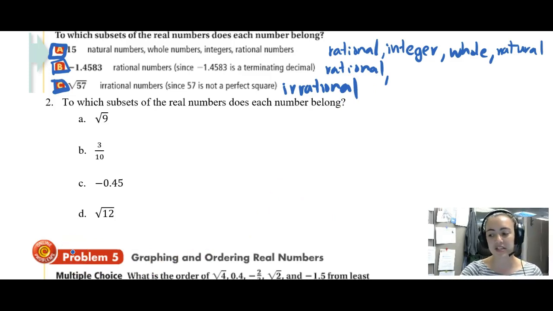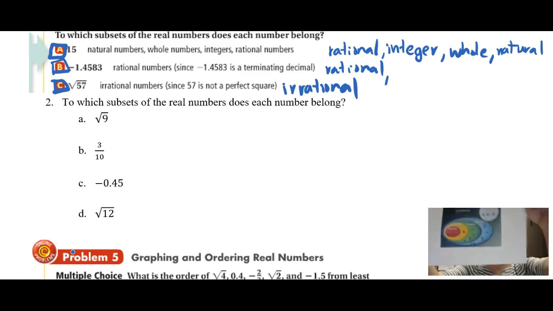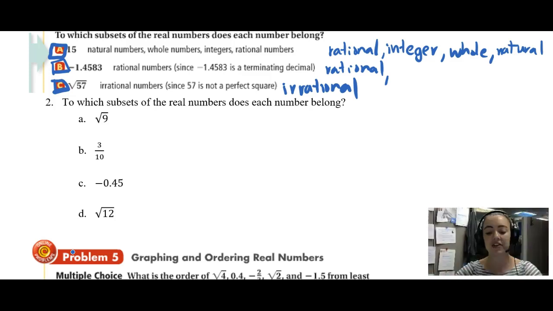So we reviewed these. You can use this in your knowledge and your note sheet to pause the video and try question 2. So again, remember, write this in a safe spot so you can keep track of it and turn it in at the end of the unit.